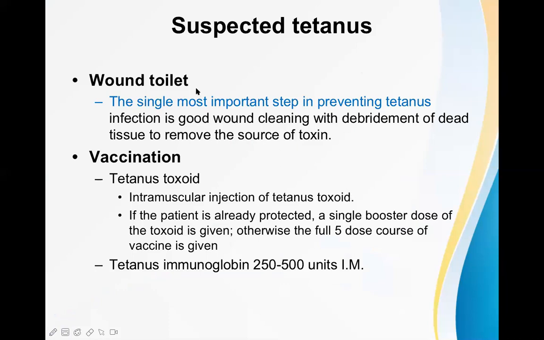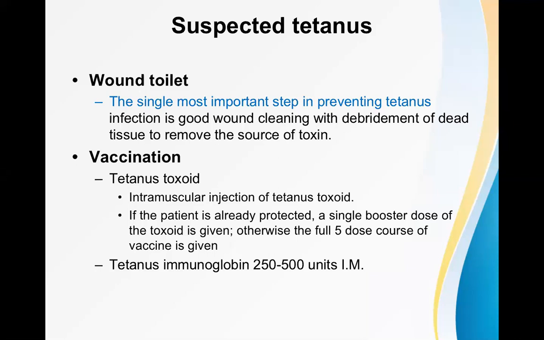The first thing always is wound toileting. Wound toileting means cleaning the wound thoroughly or properly. After a person gets an injury or wound, the first thing the person needs to do is proper cleaning of the wound. The cleaning can be done with tap water, a bit of soap and water, and if it is a crushed, very bad type of wound, where a lot of tissues are damaged, then the person must go to the hospital for debridement.